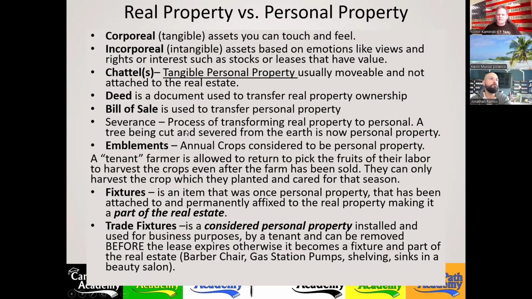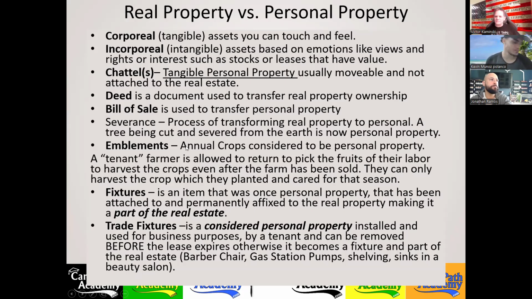Severance is the process of transforming real property to personal property, like a tree. You cut down the tree, severing it from the earth. It is now personal property. A tree is part of the real estate, but you can cut down that tree and now it's considered personal property. Now it's a Christmas tree all of a sudden, right? As an example. So that's done through the process of severance.